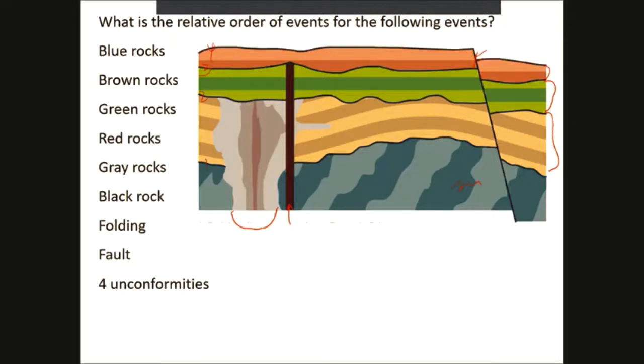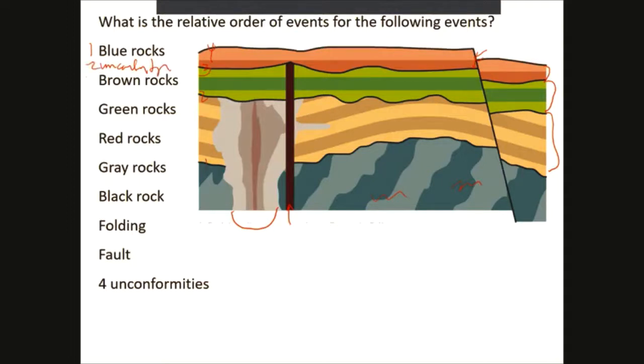So superposition tells us the deepest is the oldest. These metamorphic rocks are the oldest. So it's the blue. And then we have the unconformity, right? There's an unconformity on top of it. One of those unconformities is next. Then we have the brown rocks deposited. So that would be two. Then we have the unconformity.